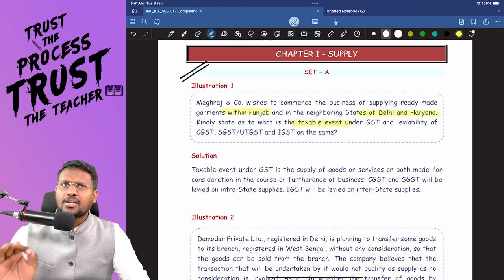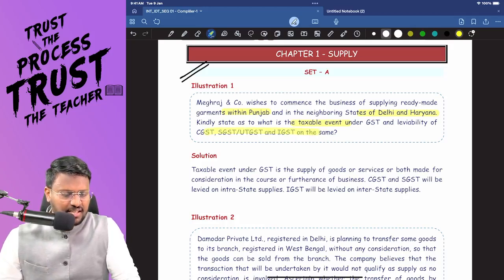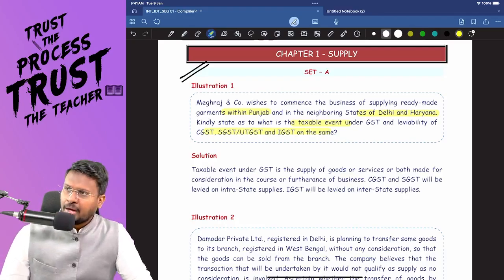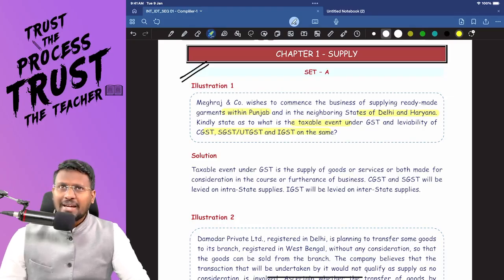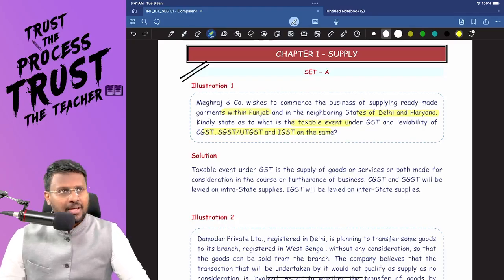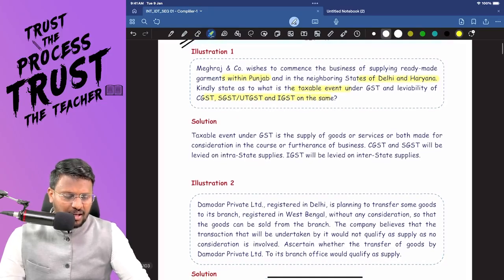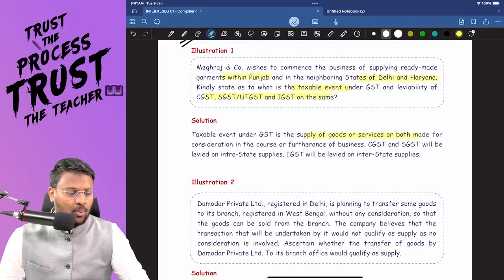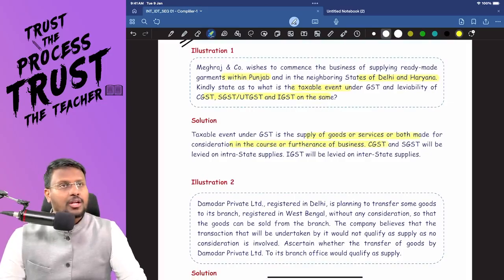Taxable event under GST is the supply. And leviability of CGST, SGST, UTGST, IGST on the same depends upon the nature of supply, tax will change. If the supply is an intra-state supply, CGST and SGST have to be collected. And if the supply is an interstate supply, IGST has to be collected. So taxable event under GST is a supply of what or what or what? Made for consideration in the course or furtherance of business.